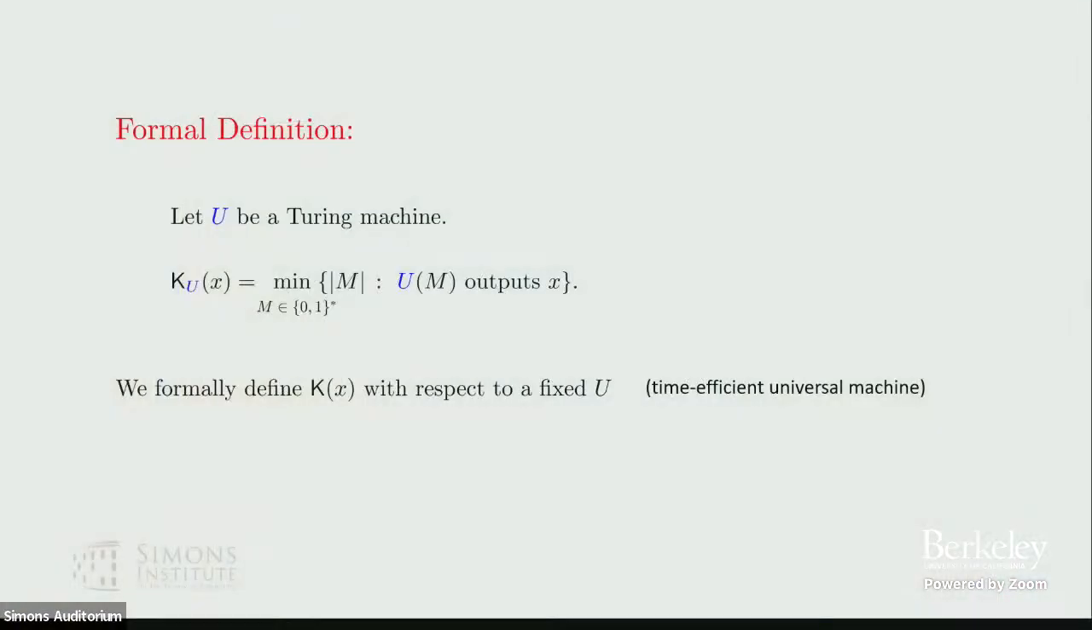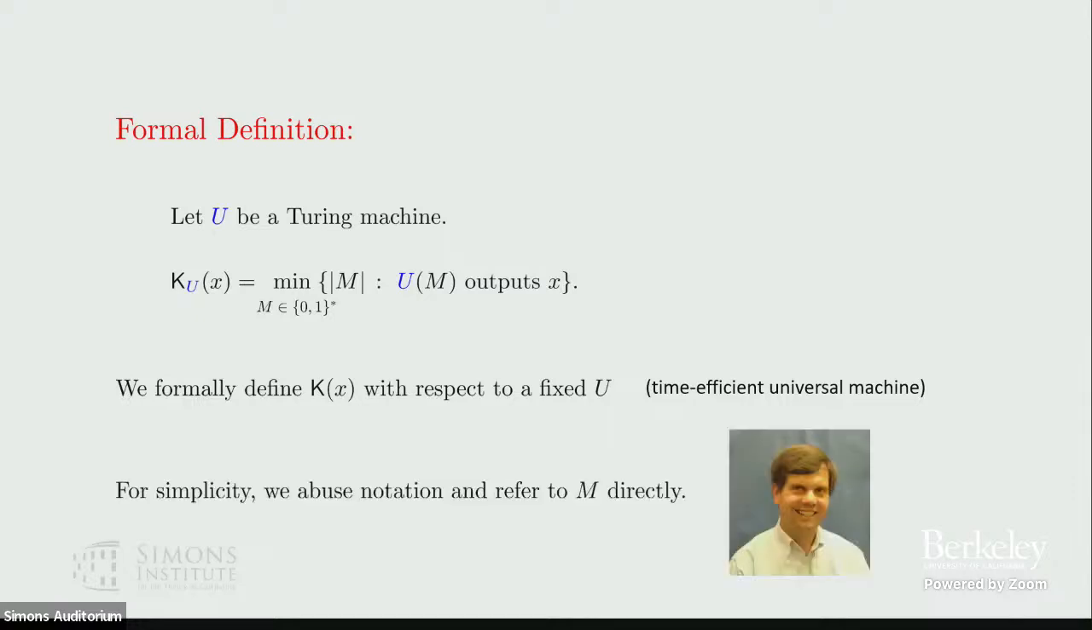So this definition for now only talks about Kolmogorov complexity without running time. But once we fix this U, it's going to be a time-optimal machine for us because we'll be mostly interested in time-bounded Kolmogorov complexity. Okay, so that's the formal definition. However, for simplicity, for this talk, I'm going to abuse notation. I'm going to refer to these machines directly and talk about these encodings.